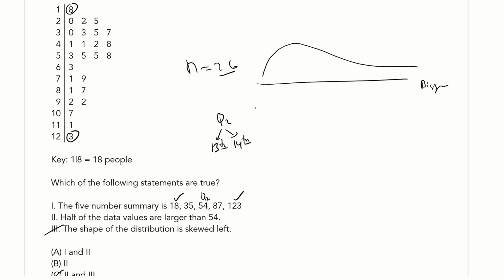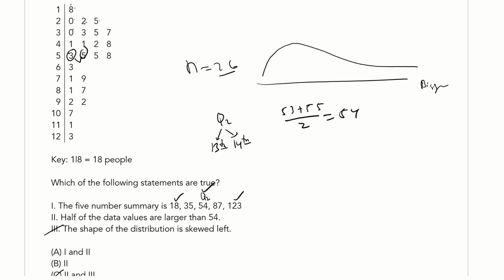So 1, 2, 3, 4, 5. We have to count these. Okay, so 1, 2, and so on and so forth. All right, so 1, 2, 3, 4, 5, 6, 7, 8, 9, 10, 11, 12, 13, and, excuse me. See if I can write here. All right, between 13th and 14th. Okay, so it's between those. So it's got to be halfway between 53 and 55, right? So 53 plus 55 divided by 2, which is 54.